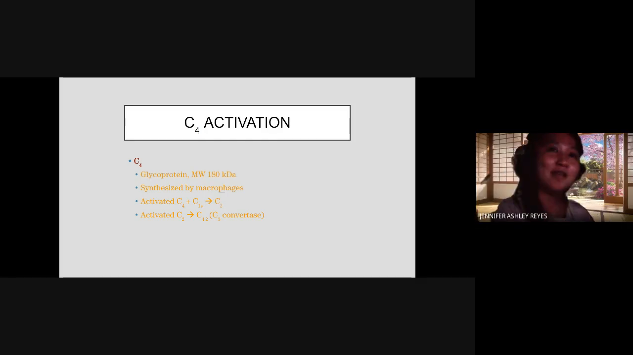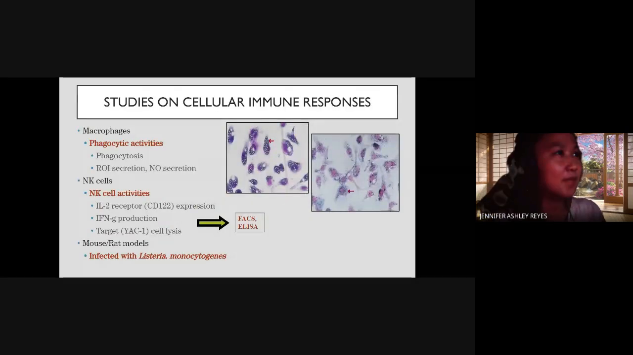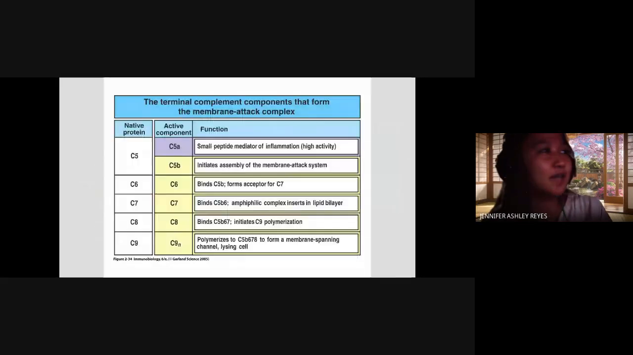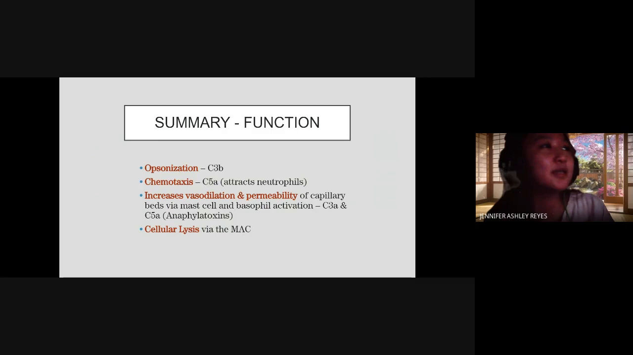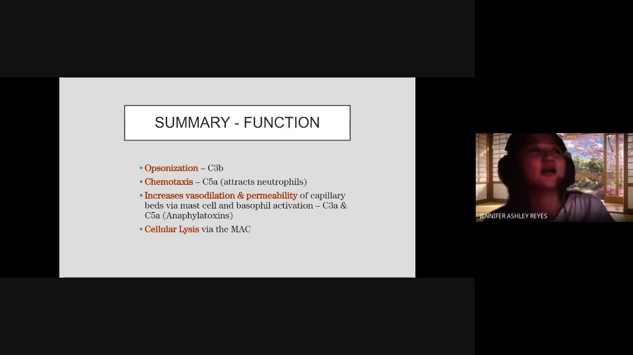Tama? Sige. Dito na lang tayo sa problems. Ulit. Itong summary of the functions of the extra na complement components. Yung C3b, pwede rin siyang maging opsonization protein. Yung C5a is a chemotaxin and yung C3a and C5a are anaphylotoxins. Okay? And ang ending, ang cellular lysis is for the action of MAC, membrane attack complex.